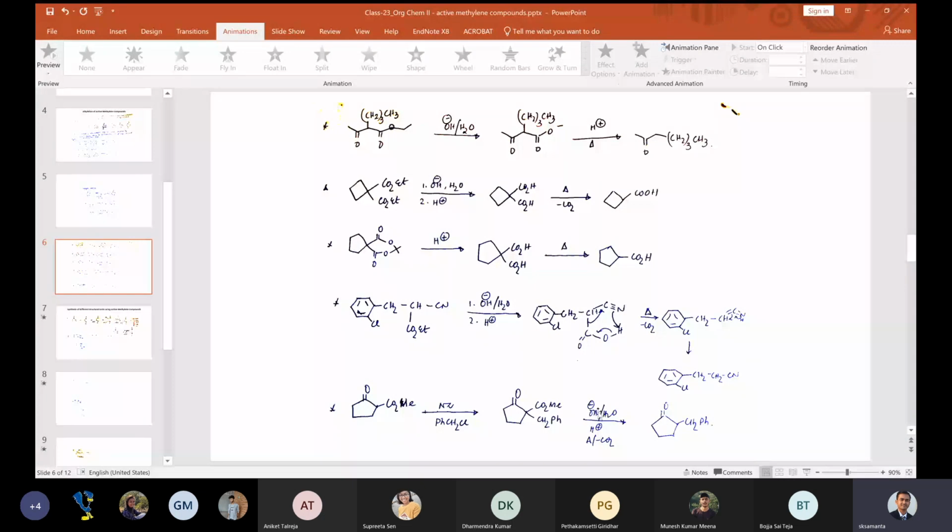Then hydrolyze this system, CO2Me to form CO2H, and then do the heat treatment. It is a beta keto acid, so this CO2 will be removed. So then finally you will get this compound. Okay, got it? Any question? Any doubt?